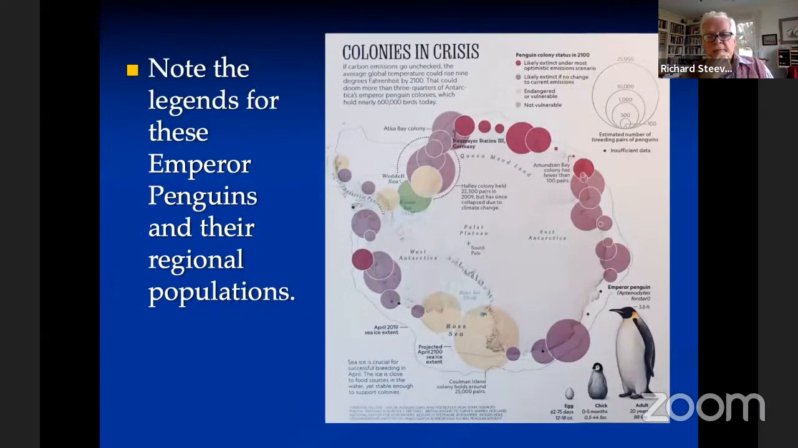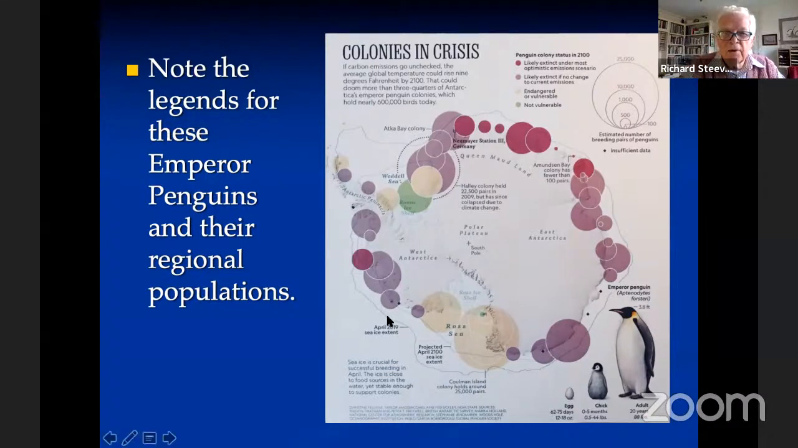What concerned me was these penguins. As you know, I'm kind of fond of penguins, and I imagine most of you are too. It's a very interesting creature, and they point out that if carbon emissions go unchecked, the global average temperature could rise 9 degrees Fahrenheit. I wish they wouldn't use Fahrenheit. So that's 5 degrees by 2100, and that could doom more than 3/4 of the emperor penguins.